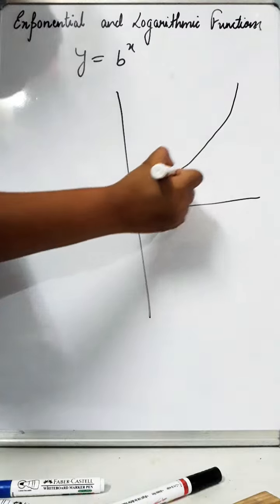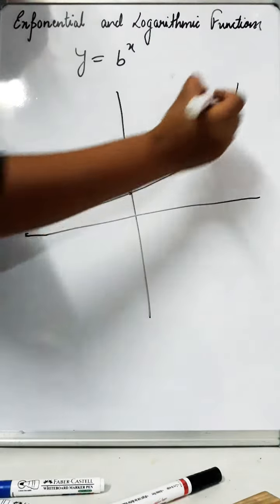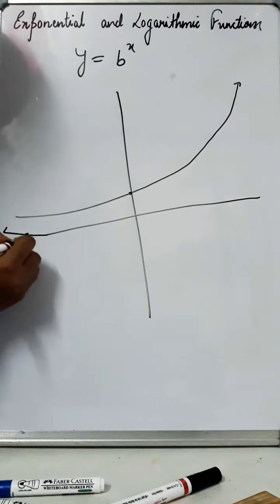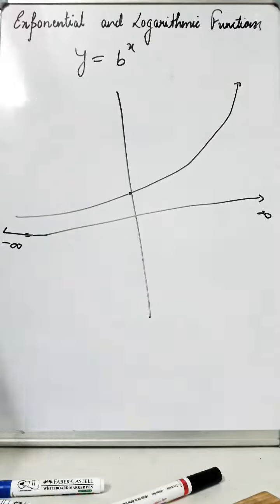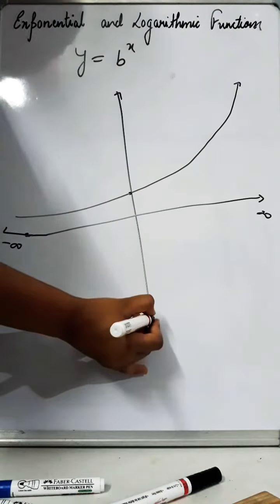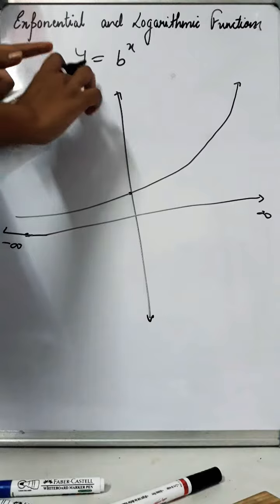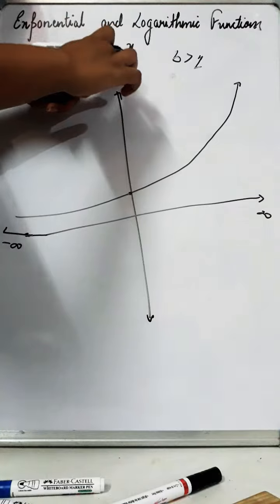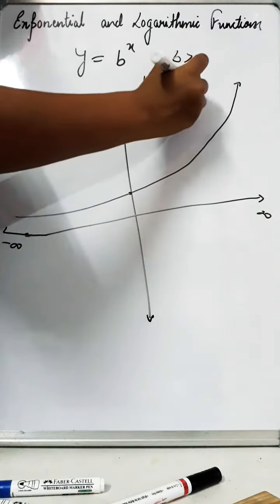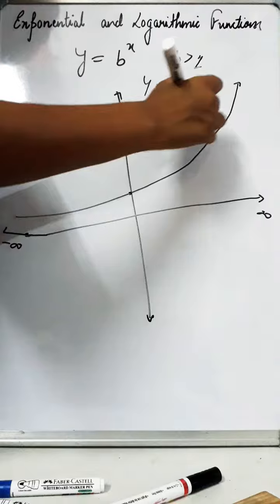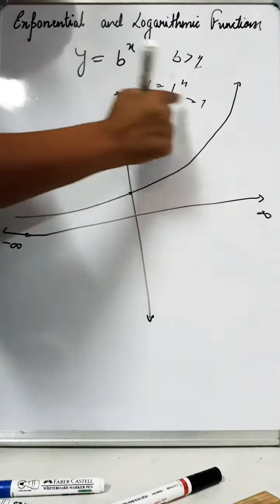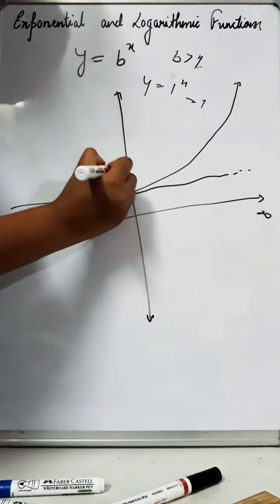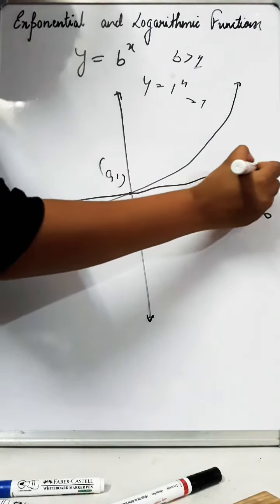Exponential graph always goes like this for any base b. This is your real line, minus infinity to plus infinity. Alright, and the graph goes like this. Now the constraint is that your b should be greater than 1 always, because you see, if your b is 1, then y is equal to 1 to the power x. 1 raised to any power gives you 1 only. So in that case you will get a straight line, y is equal to 1. That means this line through 0, 1 will be your graph.